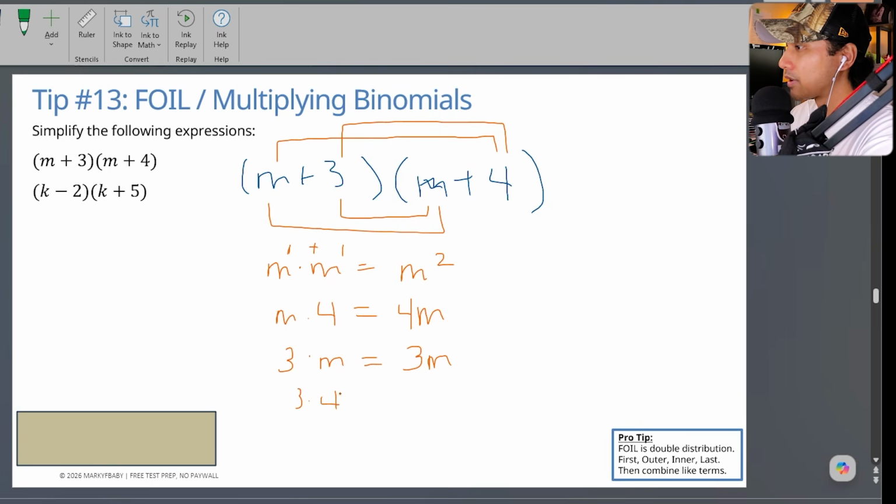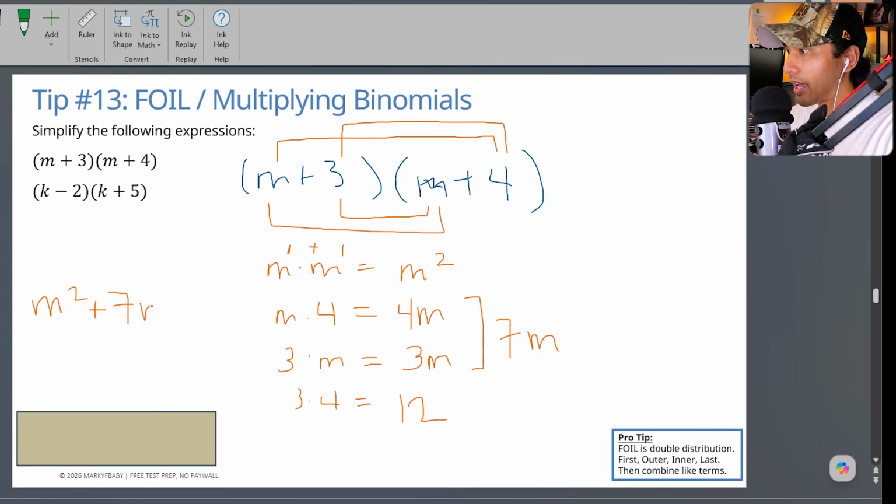3 times 4 equaling 12. Now, are there like terms? Because we need to combine like terms, right? And there is 4m and 3m. And what does that equal? 4m plus 3m, that gives us 7m. So our finished expression becomes m squared plus 7m plus 12. Bada boom, bada bam. Okay, that's it.